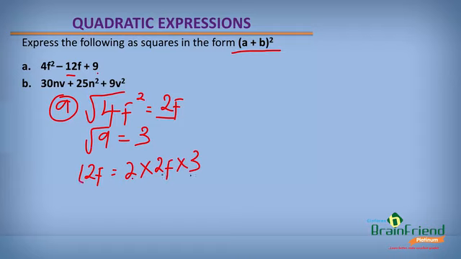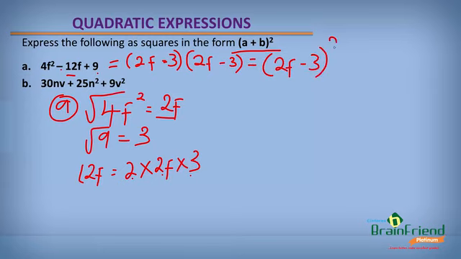So it is safe to say that 4f squared minus 12f plus 9 is equal to 2f minus 3 times 2f minus 3. This minus sign here is because the 12f carries a minus sign, and this is equal to 2f minus 3 all squared. So this is the simple factorization of 4f squared minus 12f plus 9. We have represented it in this form, a plus b all squared.